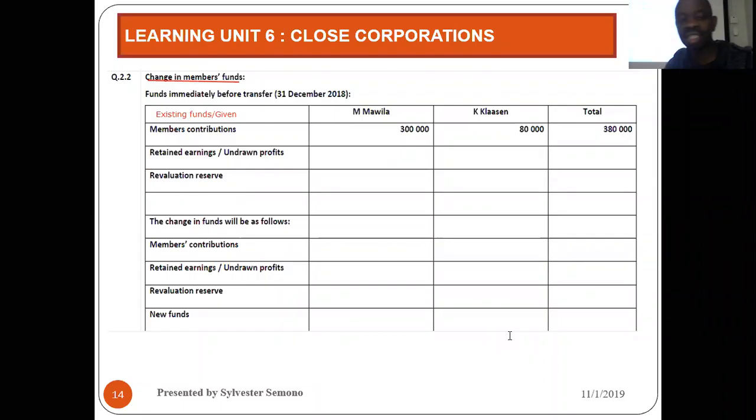So we have to go and check how much is the member. If you can go back to the question, I think the members' contribution is given. Where you saw those percentages, 70% and 30%, can you see in the form of amount 300 belongs to Mawila and Klassen is 80,000? You can go back and check where the question starts. If you add them together, you get how much? 380. These are the given figures. Can you see? It's where the question starts. This one. Amount.